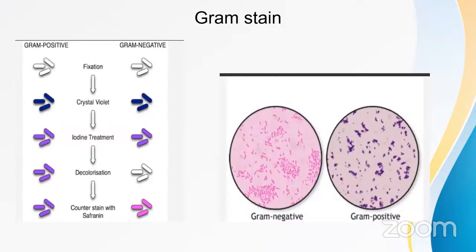When we get the sample from the patient, the first step is to see whether it's gram positive or gram negative. There is a series of steps: fixing the sample on a slide first, then using crystal violet, then iodine treatment, and decolorization. At the end, we use the counterstain safranin, which shows gram positive as violet and gram negative as pink. You can see here.